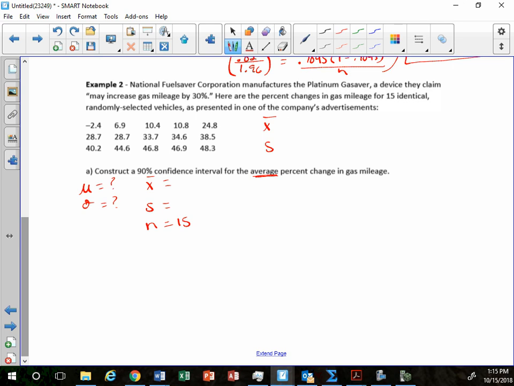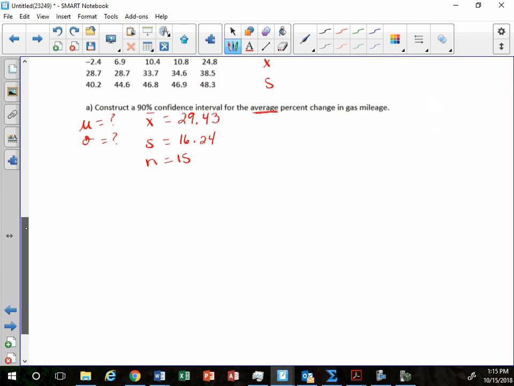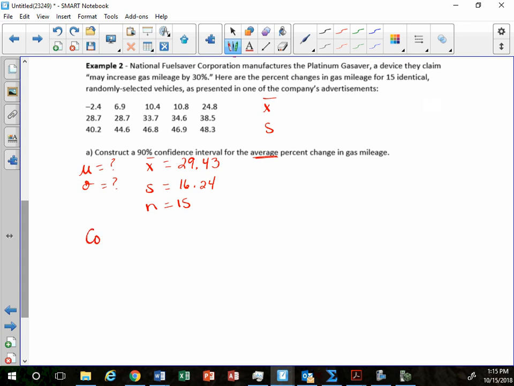What are you getting for X bar? 29.43. What about S? 16.24. Okay. What should we always do next? Conditions, okay. All right, is it random? Yes. Why? Stated.